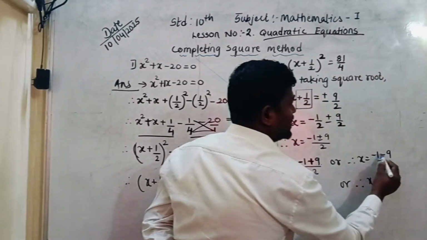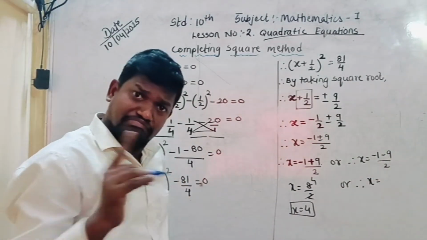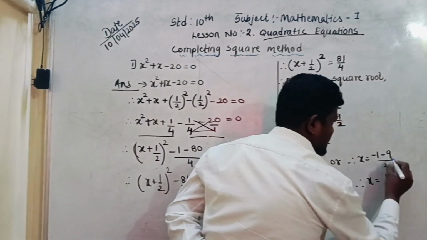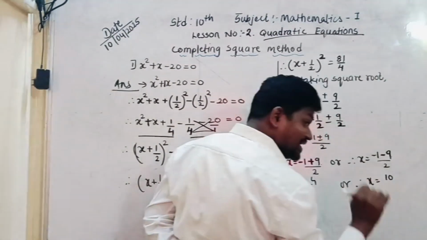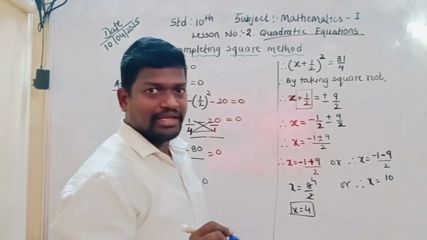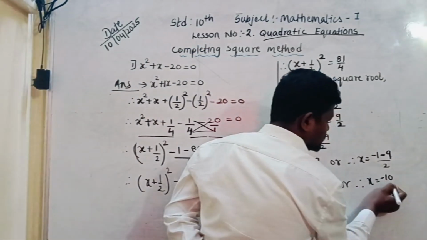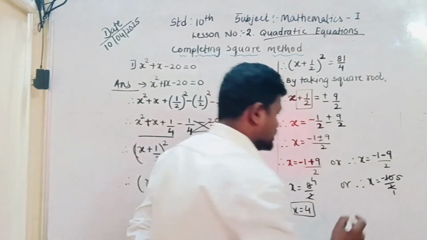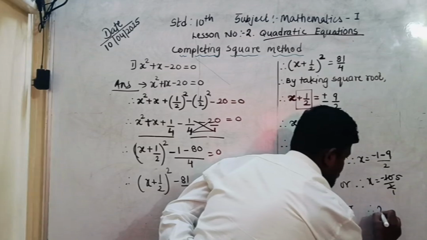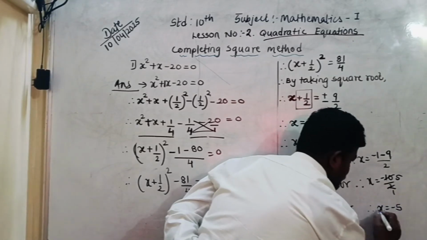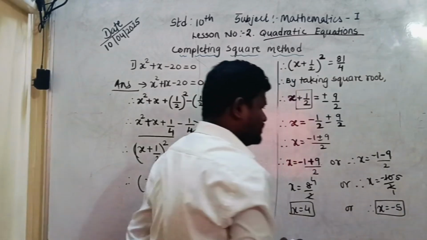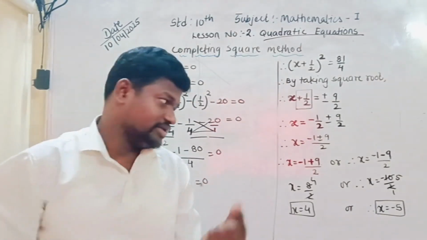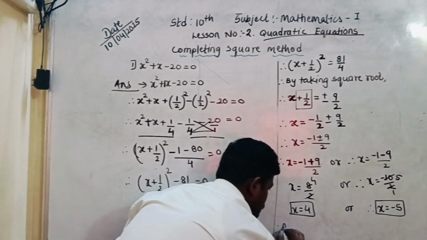And here x is equal to minus, minus, minus, minus plus, but bigger number sign. So after adding these two we get 10, and the bigger number is 9 and has a minus sign. So we put a minus sign upon 2. 2 1s are 2, 2 5s are 10. So we get our answer, x is equal to minus 5. So these are the two answers we get after solving by the completing square method. So write down the answer.